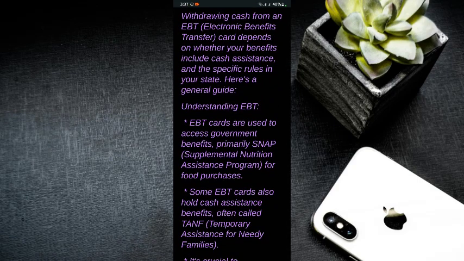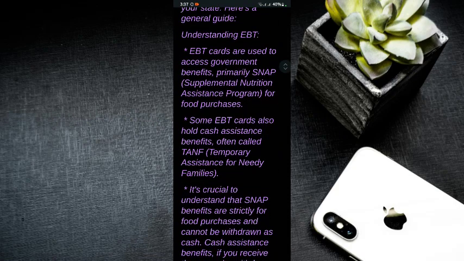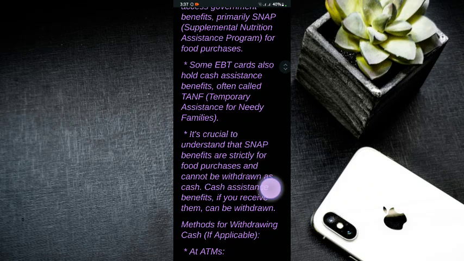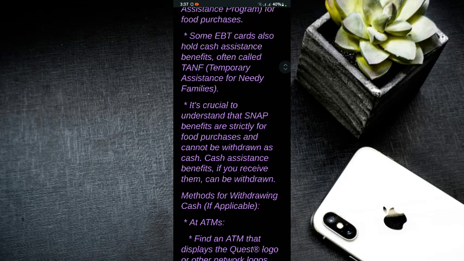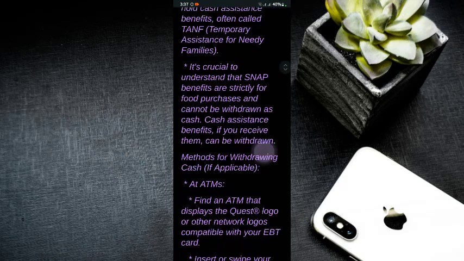EBT cards are used to access, like I said earlier, government benefits, primarily SNAP, that is Supplemental Nutrition Assistance Program, for food purchases. But some EBT cards also hold cash assistance benefits, often called TANF, that is Temporary Assistance for Needy Families. It is crucial to understand that SNAP benefits are strictly for food purchases and cannot be withdrawn as cash. Cash assistance benefits, if you receive them, can be withdrawn.